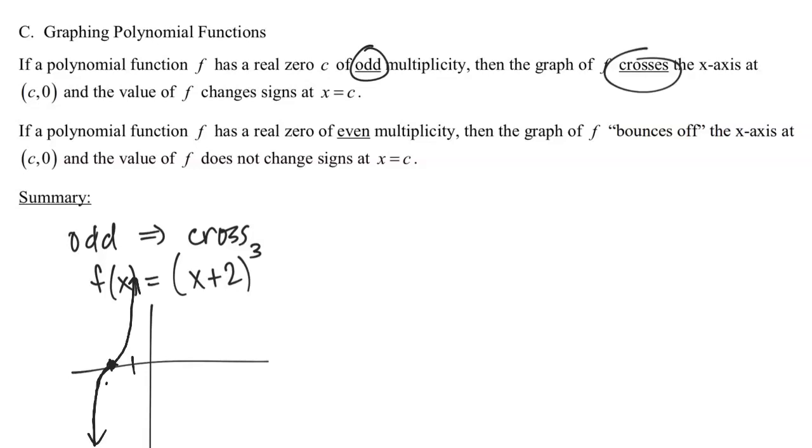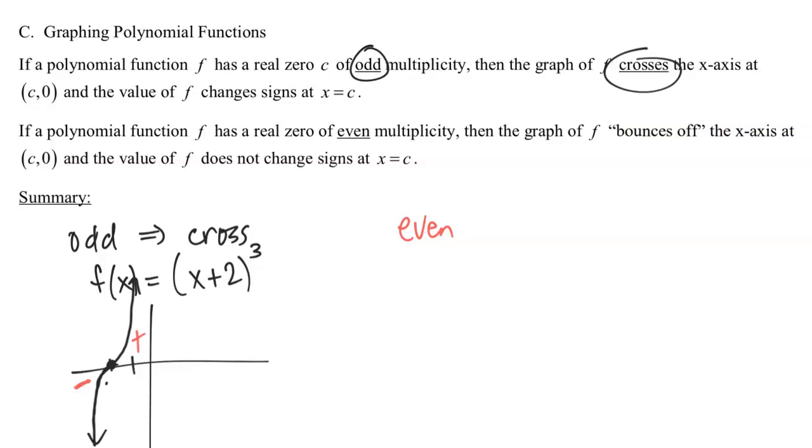And so notice what happens here. The graph changes signs. It goes from negative, being below the x-axis, to being positive or above the x-axis at that particular zero. And it's important that you can see a graph and identify that quickly, that the graph changes signs from negative to positive or from positive to negative, whatever the case may be. Now, what if the multiplicity is even? Well, that's where the second sentence comes in.